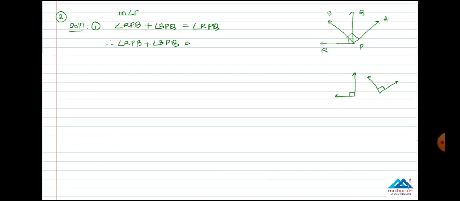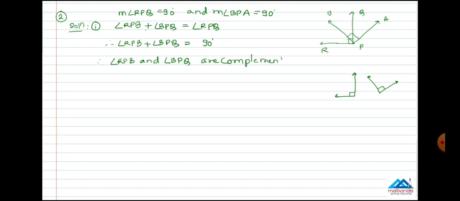First of all, we will write major angle RPQ equals 90 degrees and major angle BPA equals 90 degrees, which is shown in the figure. In the bigger angle RPQ having two small angles, RPB plus BPQ equals 90 degrees. So therefore angle RPB and angle BPQ are complementary angles. Complementary angle means the sum of the two angles is 90 degrees.